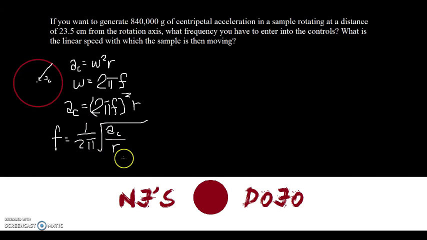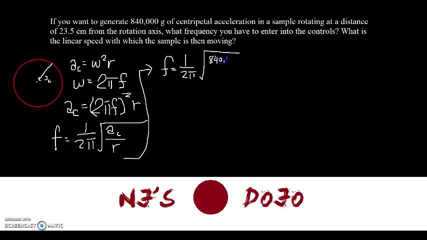Now that we have that, we can plug in variables. So frequency is equal to 1 over 2 pi multiplied by the square root of 840,000 times gravity. Most people would mistake g as grams, but in this case it's gravity, so we multiply it by 9.8 meters per second squared. And that's over the radius, and since the radius is given as 23.5 centimeters, you have to convert it to meters in order to adhere to the protocols of the equation.